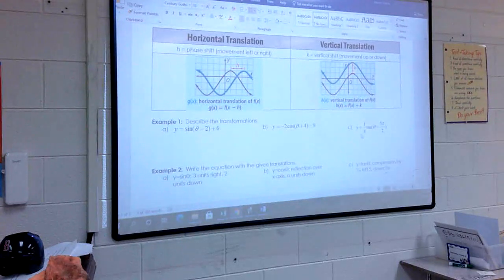This is different. So compressed by 1/8 and right 5 pi over 2. So I failed to mention that in B. You should have one other part of that.